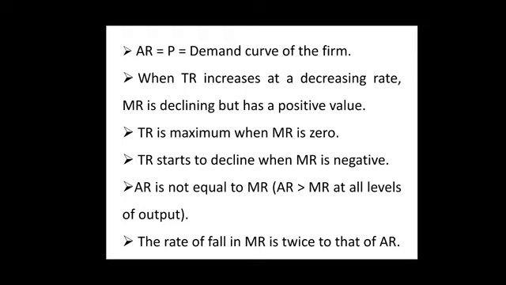Students, as we know, the average revenue curve is the demand curve of an individual firm. Thus, in case of imperfect competition, the demand curve for a firm slopes downwards from left to right, whereas in case of perfect competition, as already discussed in our previous lectures, the demand curve facing an individual firm is a horizontal line parallel to the x-axis. That is, the demand curve of an individual firm in case of perfect competition is perfectly elastic.